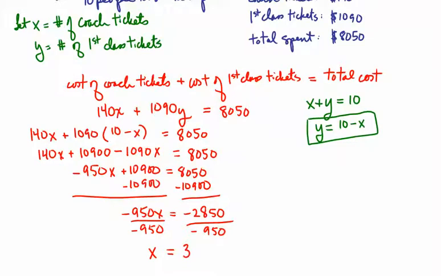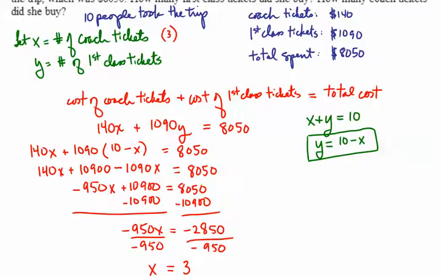Well, what does 3 mean? So we go back to our notes, and x is the number of coach tickets, so that number would be 3. But we know that there's a total of 10 people taking the trip, so if 3 of them are in coach, then 7 of them have to be in first class.